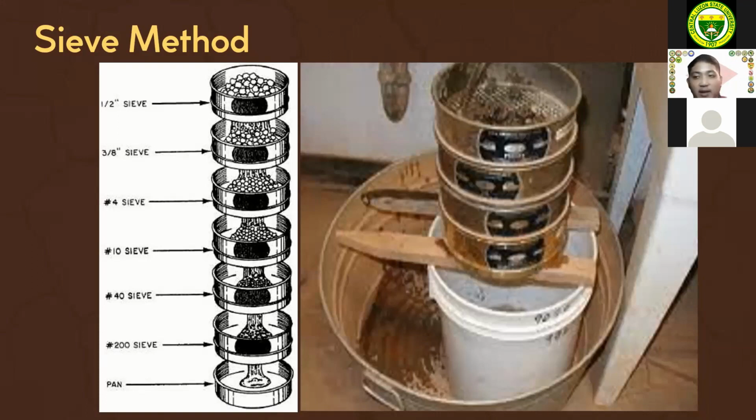Then sa sieve natin, pwede tayong gumamit again ng sieve na size is 0.05, kasi yun yung upper limit ng silt. Ibig sabihin, lahat ng matira doon is yung sand. Lahat ng papasok doon, it can be silt and clay. Then we can use another sieve which is 0.002 yung size. Yun naman lahat ng bababa doon, yun yung clay particles natin. So that's how we use the sieve method.